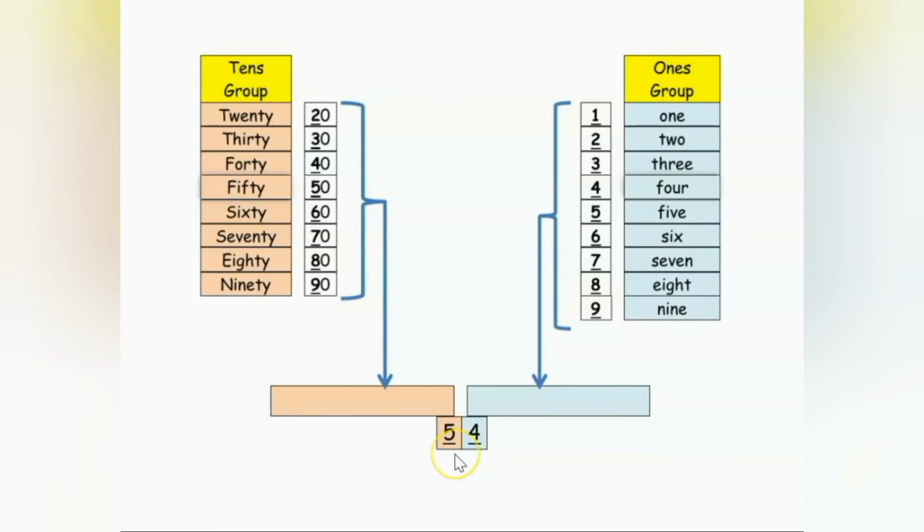4, 5. Ones group: 1, 2, 3, 4. Tens group: 2, 3, 4, 5 become 50. So the number is 54.